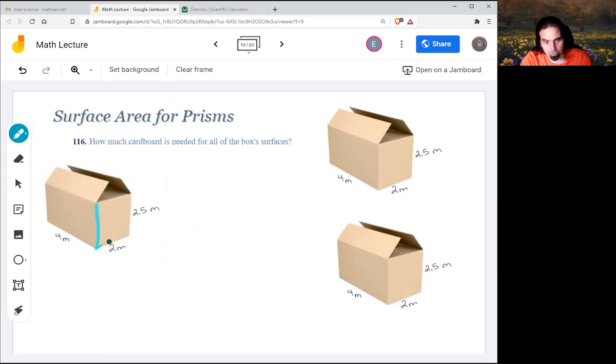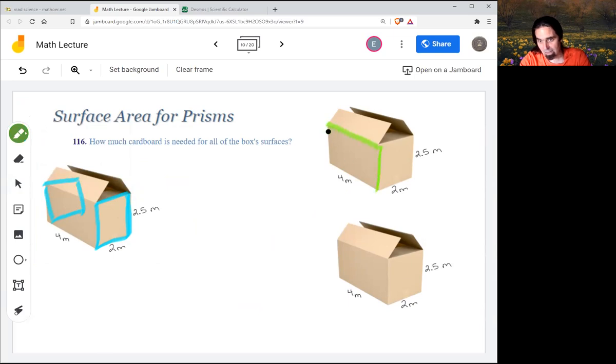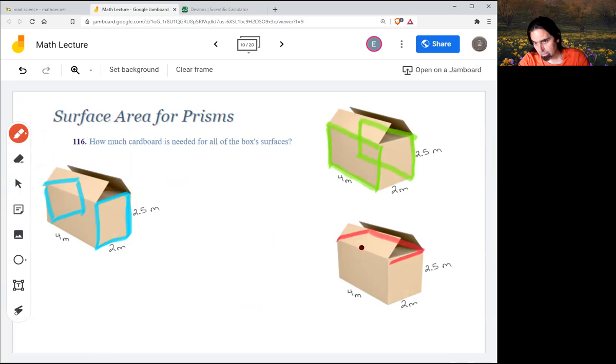We have a front of the box. And then there's a back that looks just like that. We have a side of the box. And then there's another side behind it that looks just like that. We have a top of the box. And then there's a bottom of the box also that looks just like that. Everyone okay with my imperfect artwork? Yeah.